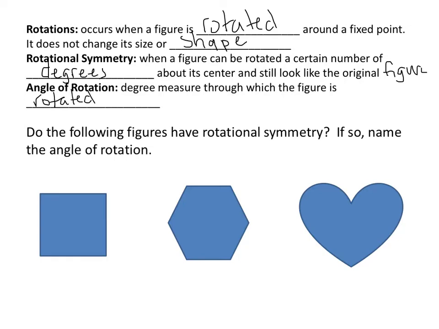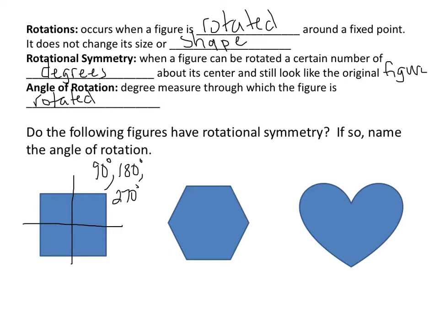So we want to look at the following figures and figure out if they have rotational symmetry. And if so, we're going to name the angle of rotation. So with the square, we can kind of look at that it has 4 equal parts to it. So out of the 360 degrees, every time we rotate it 90 degrees, it's going to have rotational symmetry. So if you were actually going to physically take the square and turn it at 90 degrees, it would look the same. So then if it's 90, it's also at 180 and also at 270 degrees.